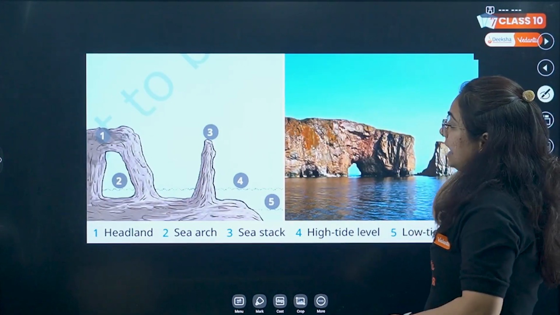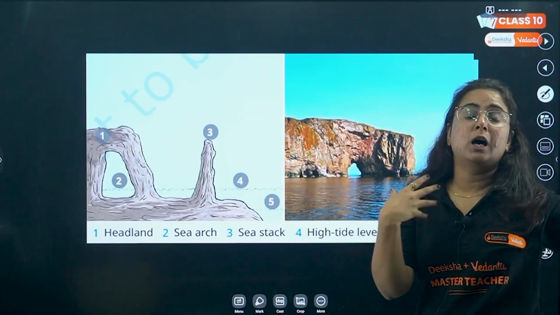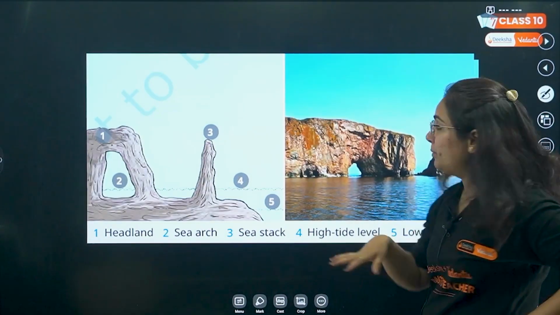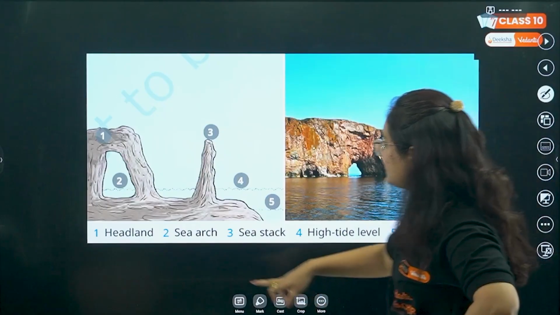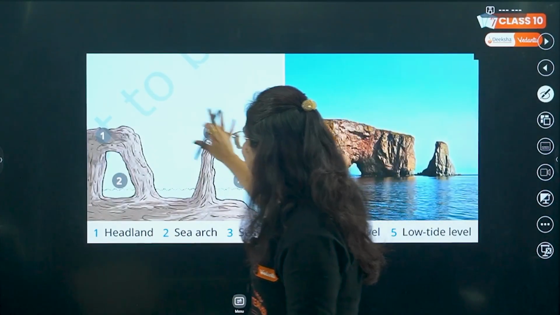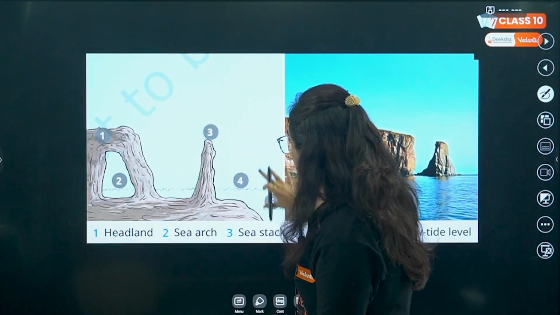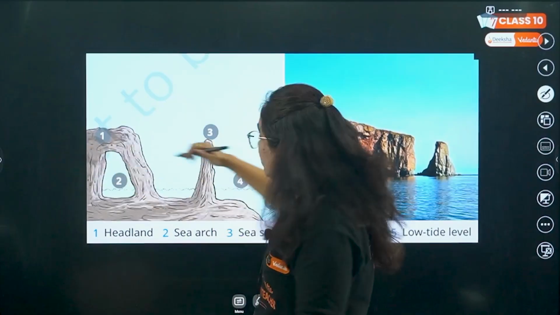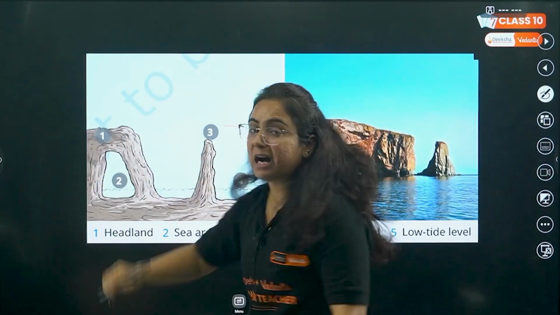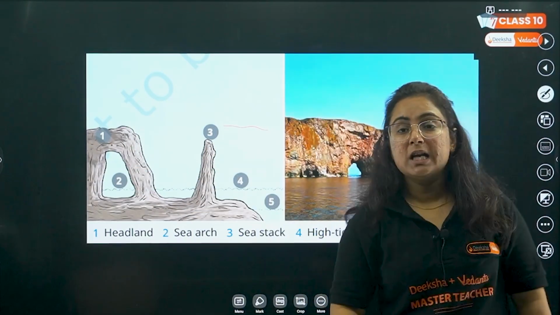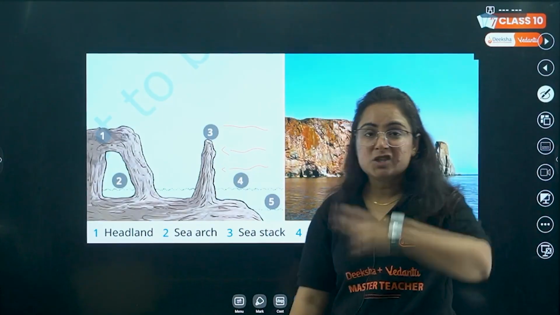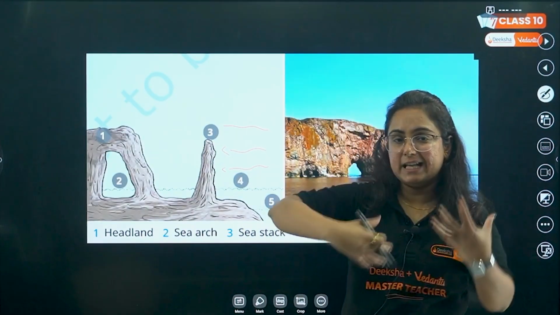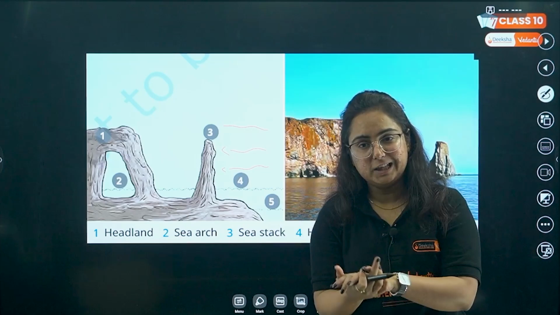Now let us move towards more landform features that are formed because of this river or ocean also. So this is headland. Sometimes this is a rock which is being affected by the regular flow of water. The pressure is created on it, and hence the erosional activity is continuous.